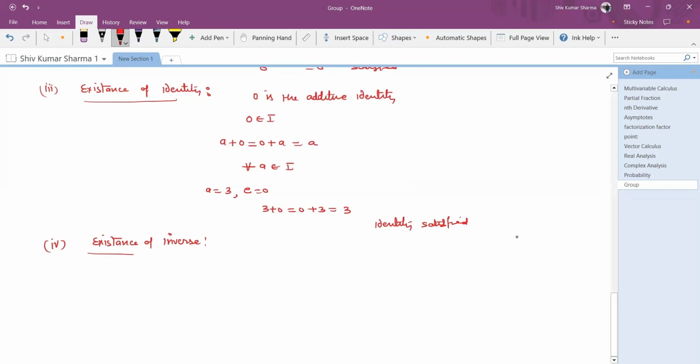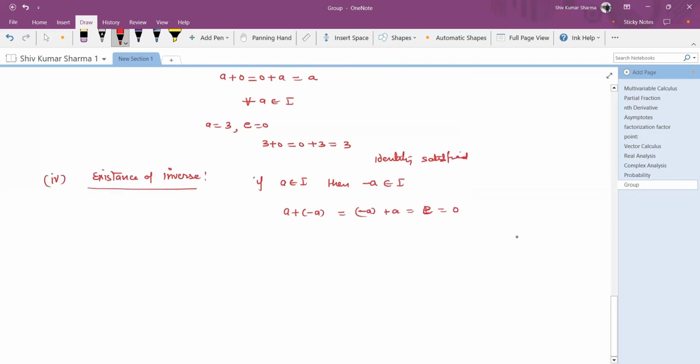So existence of inverse. We see that if a belongs to the integers, then the additive inverse of a, minus a, also belongs to the integers. So then we can say that a plus minus a is equal to minus a plus a is equal to e. e means 0, the additive identity. So yes, we can take an example, if we consider a equal to 2.